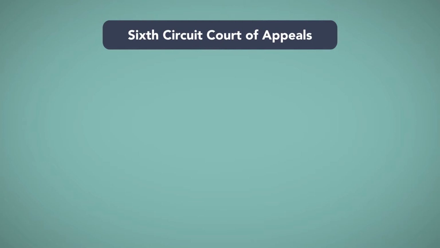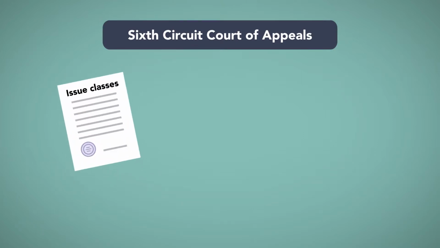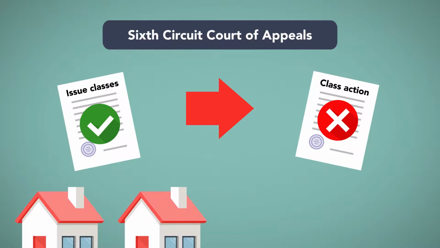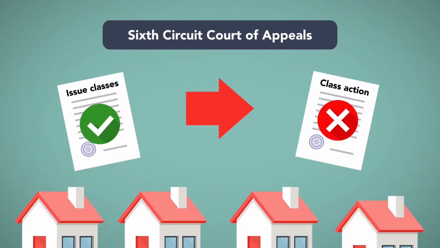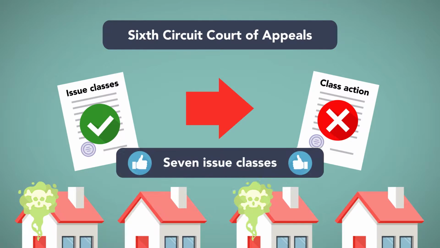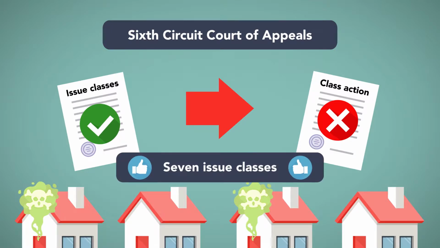The Sixth Circuit Court of Appeals ruled that these issue classes could be certified even though the entire mass tort could not be treated as a single class action. There were highly individualized issues in the dispute because it was far from clear whether the vapors invaded each building, and there were questions about the extent of the invasion that varied building by building. However, the Court of Appeals affirmed the district court's decision to certify the 7 issue classes.